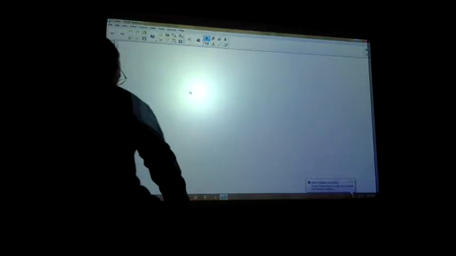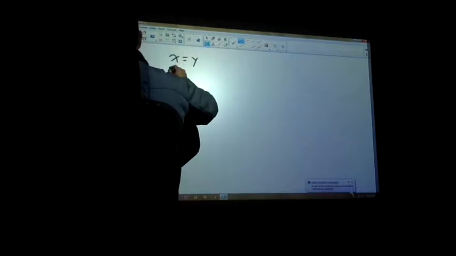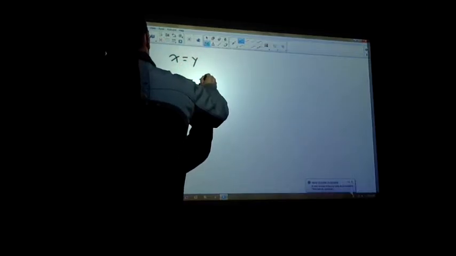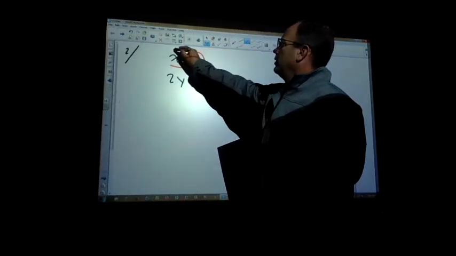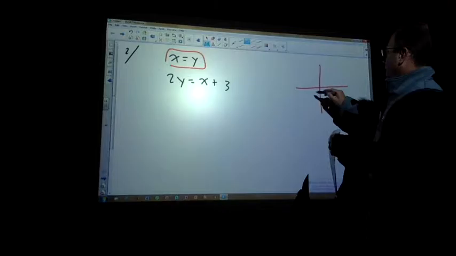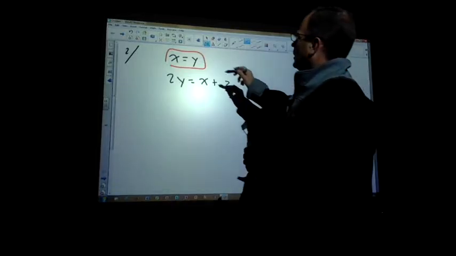Okay, the line x equals y, that's just a diagonal line, right? So problem number 2, we have... think about this. You know this is one equation. Like this as a linear equation, its graph is a 45-degree line, goes right through the origin like that. Okay?